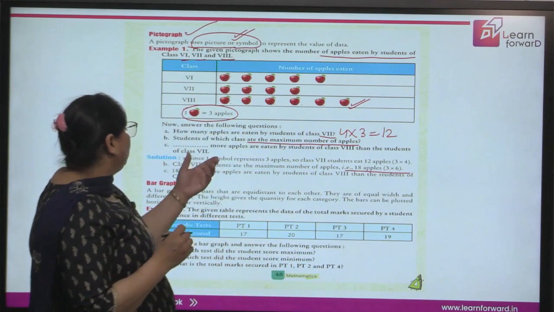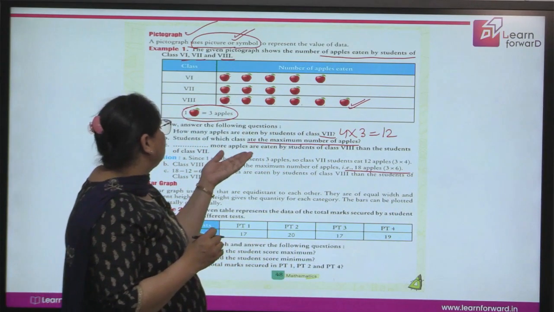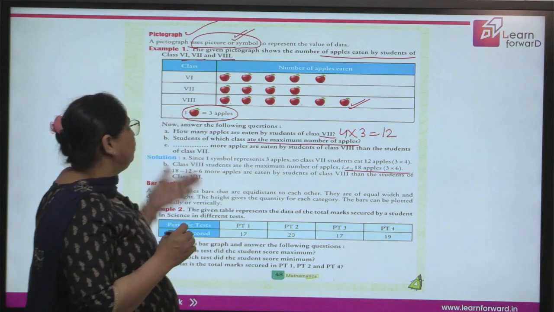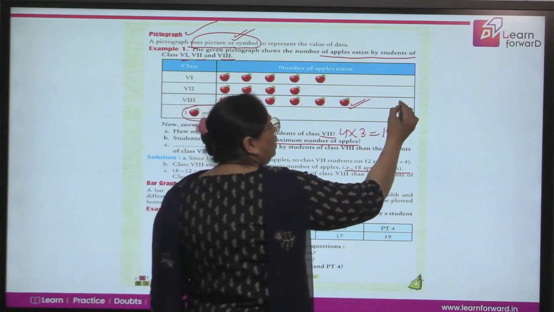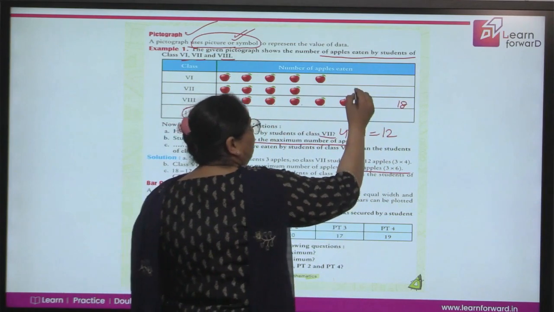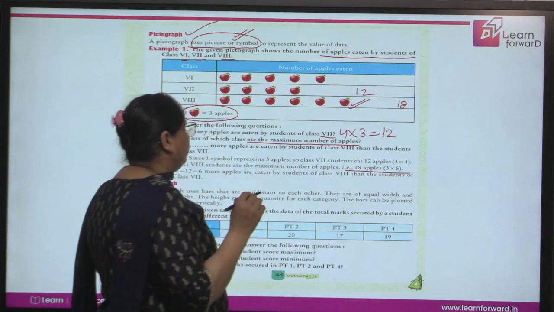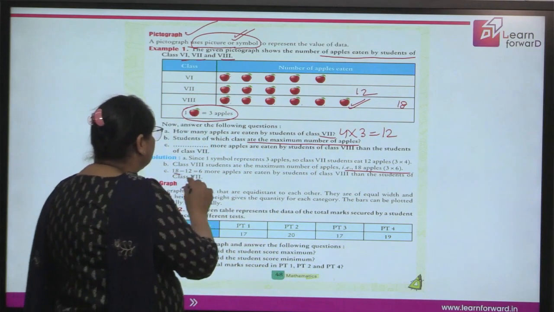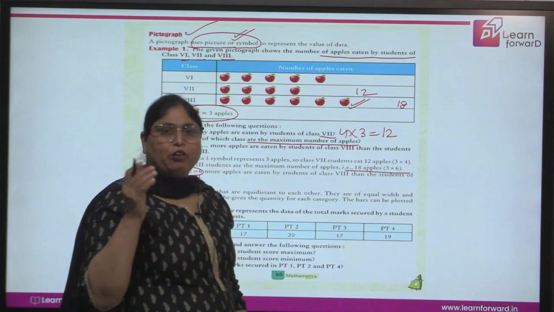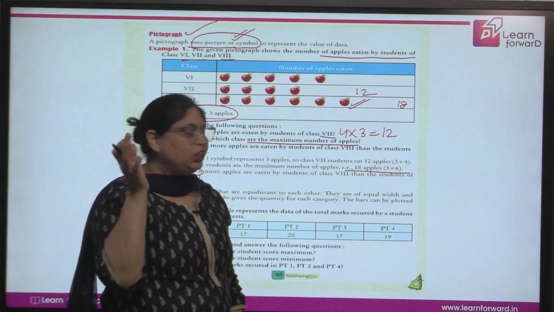Now, dash more apples are eaten by students of class 8th than the students of class 7th. Here we have shown that it is 18. Now, by class 7th, the number of apples eaten are 12. So, the difference is 6. So, difference of 6 apples in the number of apples eaten by class 7th and 8th.